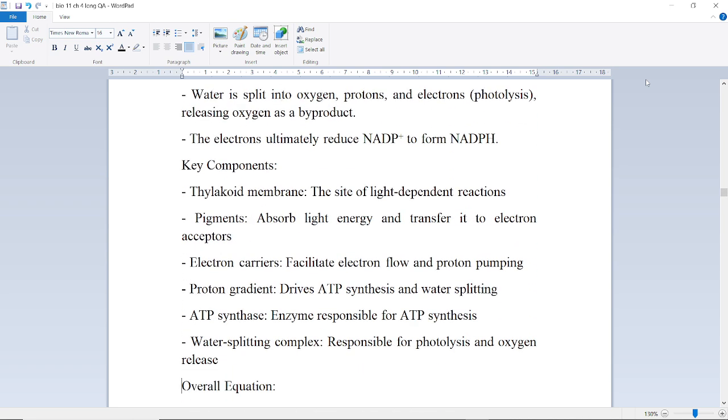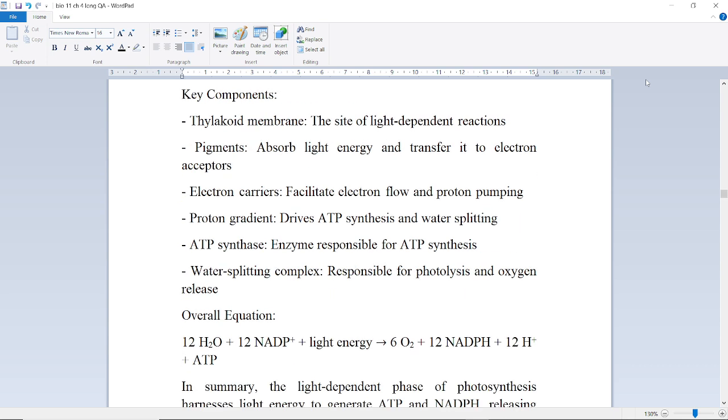Key components: Thylakoid membrane, the site of light-dependent reactions. Pigments absorb light energy and transfer it to electron acceptors. Electron carriers facilitate electron flow and proton pumping. Proton gradient drives ATP synthesis and water splitting. ATP synthase, enzyme responsible for ATP synthesis. Water splitting complex, responsible for photolysis and oxygen release.